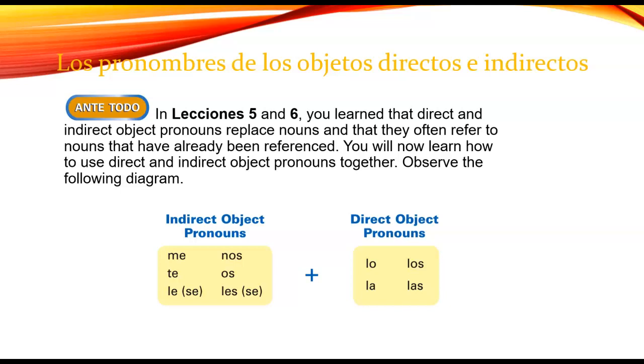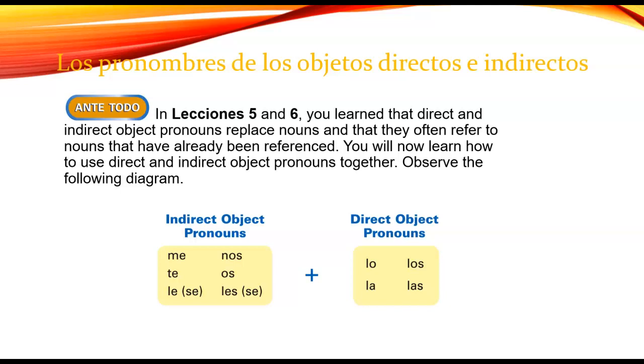So for an example, John gave the ball to Mary. Who did John give the ball to? To Mary. So she is my indirect object. What did John give to Mary? The ball. That is my direct object. Okay. And now what we're going to learn how to say is John gave it to her. Her being the indirect object and it being the direct object pronoun.